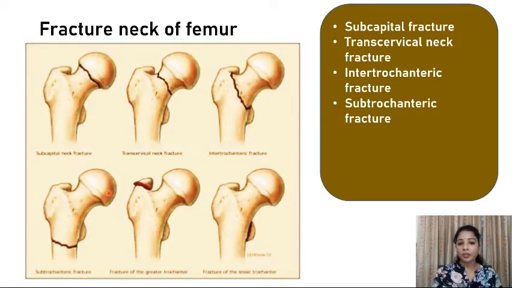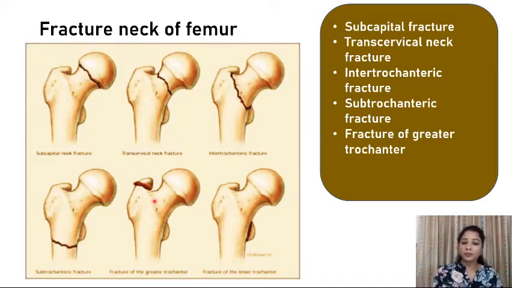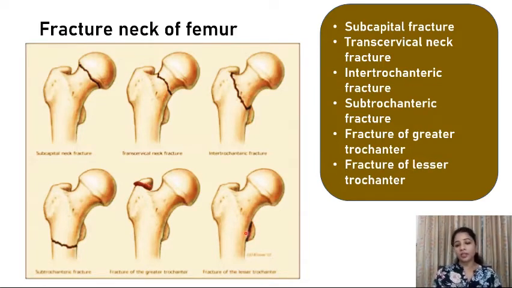The upper end includes the head, neck, greater and lesser trochanters. So, this fracture is called the subtrochanteric fracture. The fifth type is the fracture at the greater trochanter. You can see the fracture of the greater trochanter. Next one is the fracture of the lesser trochanter.